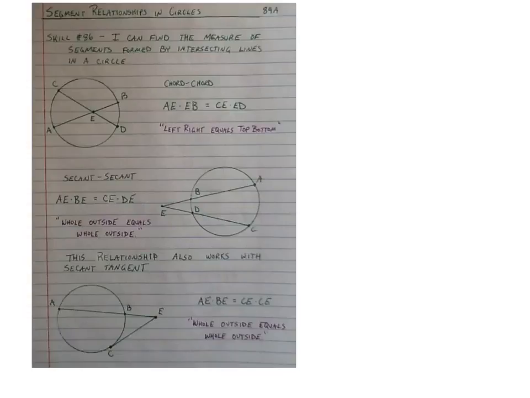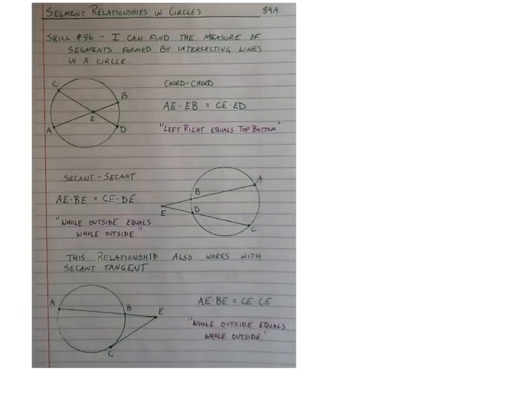And then we have the condition where two secants intersect a circle and meet at a common point on the outside. And then the third condition, which is a secant and a tangent. And interestingly enough, the secant-secant scenario and the secant-tangent scenario is pretty much the same scenario.